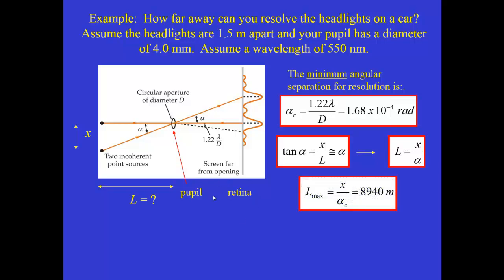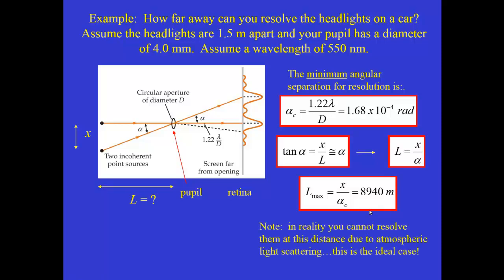So L max, this is an easy calculation. We've already got alpha critical. X we know is 1.5 meters from our assumption about the headlights, and so the maximum distance is 8,940 meters, which is pretty far, right? And in fact, that's not really the limit in practice. If we actually do this experiment and try to figure out how far away a car can be where you can resolve the headlights, it's actually somewhat smaller than this. I did an experiment once and estimated that it's right around 1,000 meters.